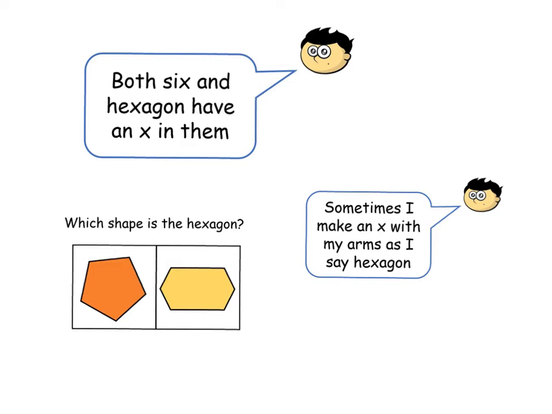Okay, let's take a look at these shapes. What do you think about this shape? If you look carefully at this shape, you can see that it has 1, 2, 3, 4, 5 sides altogether. So if you remember from before, a 5-sided shape is called a... Can you remember? Yes, you're right, a pentagon. So it's not this shape.